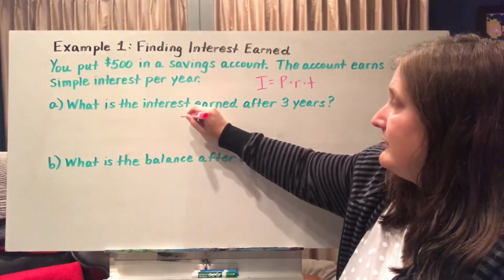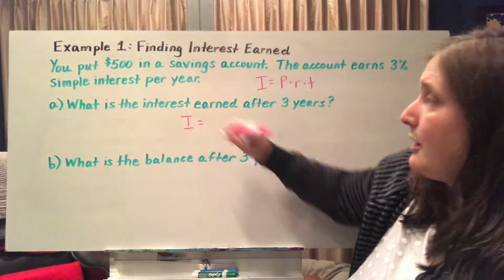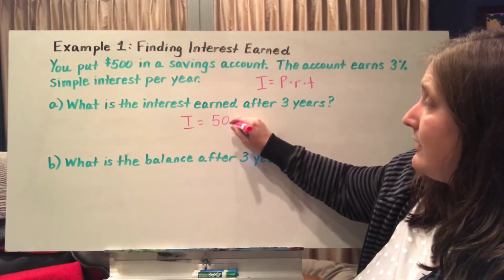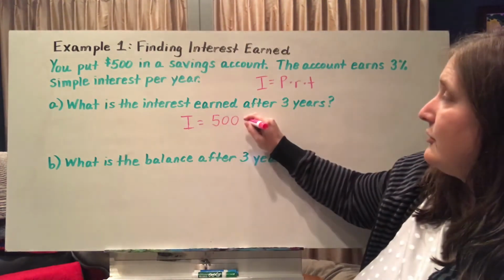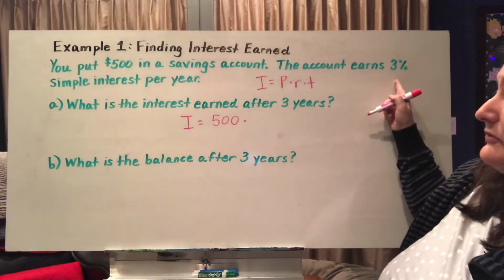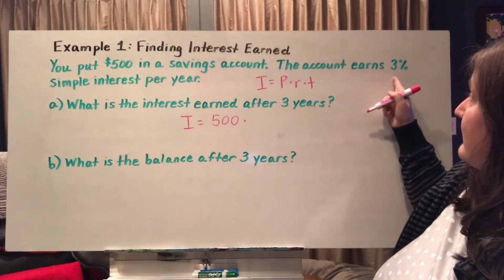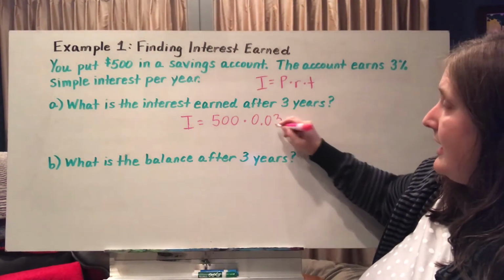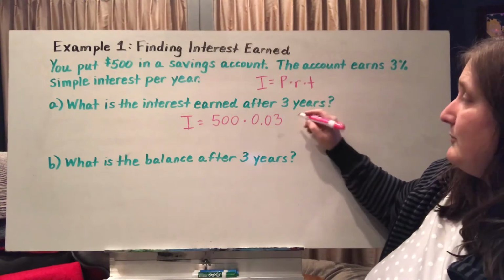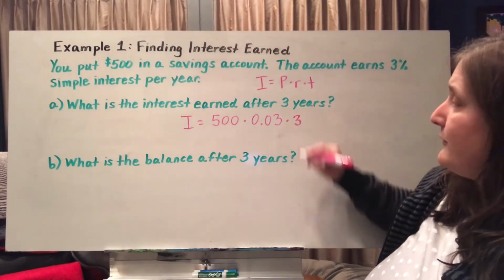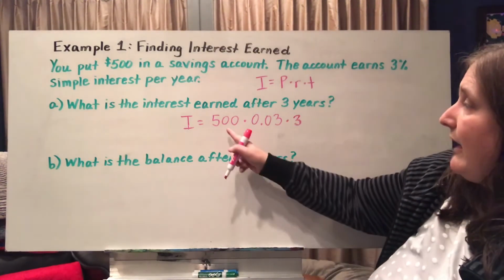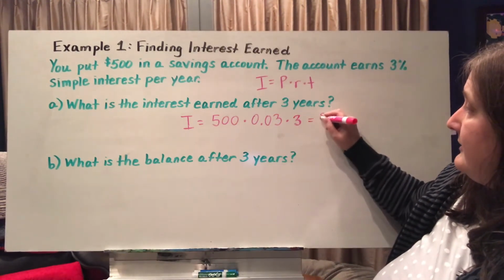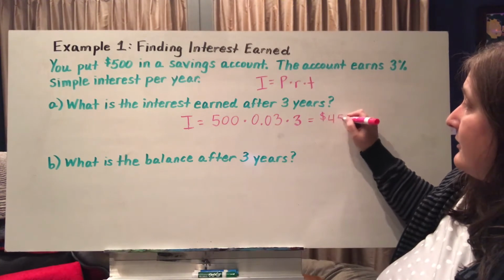So to find the interest here, our principal was $500. That's how much money we put into our account at the bank. And they're giving us 3% interest. So we have to write this 3% as a decimal, so 0.03. And T is our time in years. We're going to leave our money in the bank for 3 years. So 500 times 0.03 times 3. And if we multiply these together, we get $45.